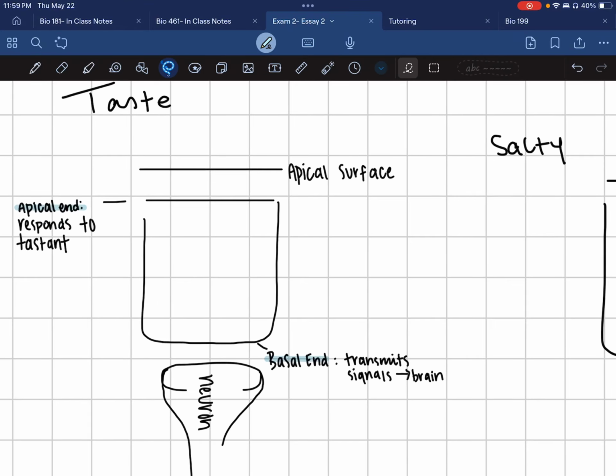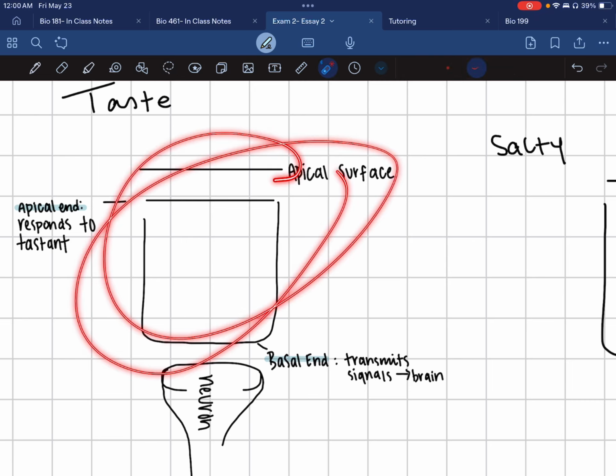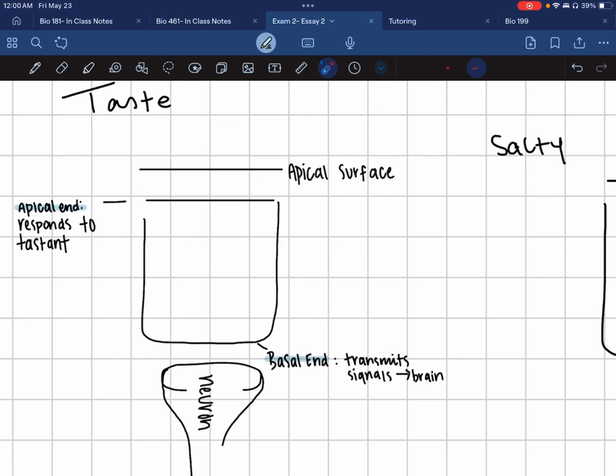Okay, so we are very quickly going to go over taste. So for taste, let's see, we have our basal cell, which is basically going to be representing our basal cell. And actually, this is our taste bud. So this would be our taste bud.